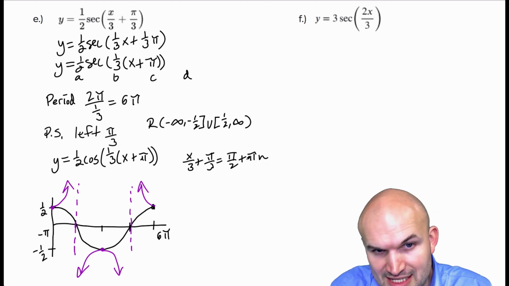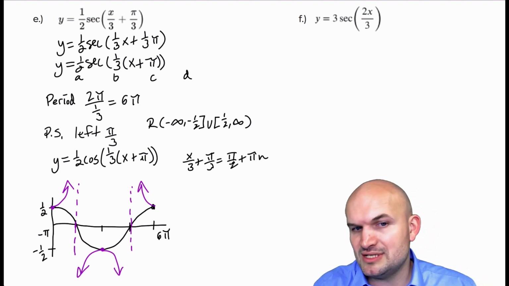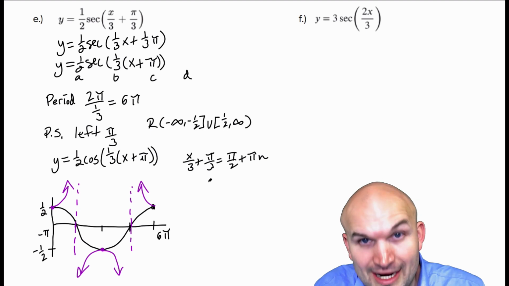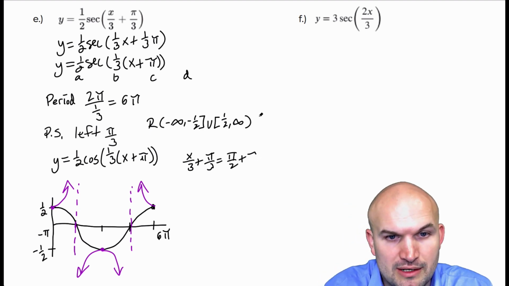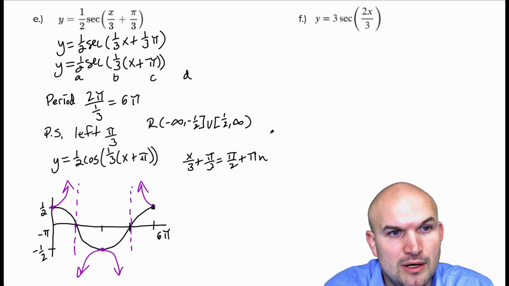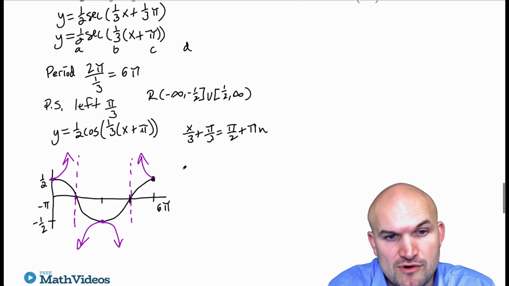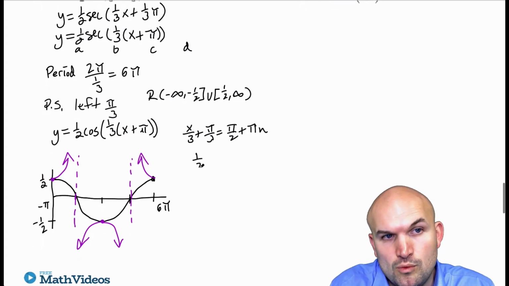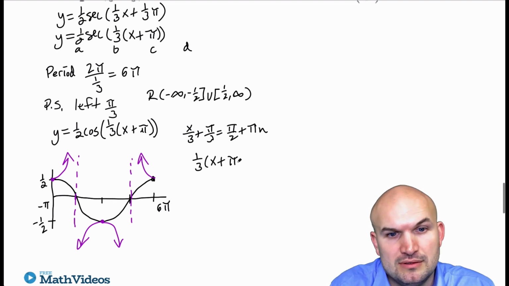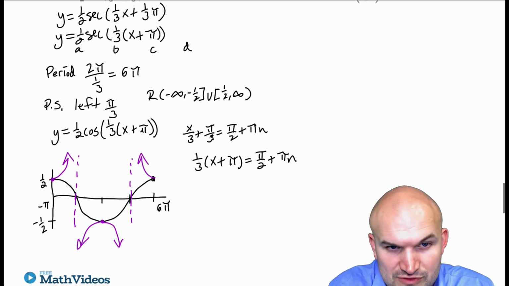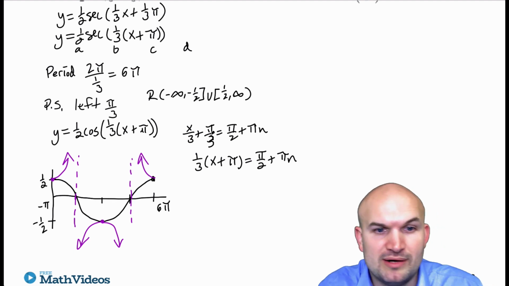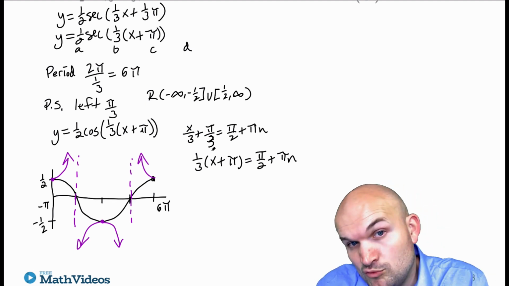That's the equation of the asymptote for secant. But this looks like a lot of fractions to me, so I don't really like that idea. Why don't we try using our factored out form? So this would be 1/3 times x plus pi equals pi halves plus pi n. It doesn't matter which form you use. One might be easier mathematically than the other, and we'll see.